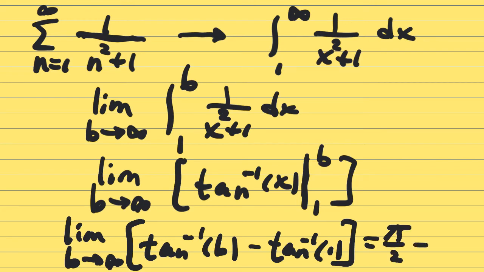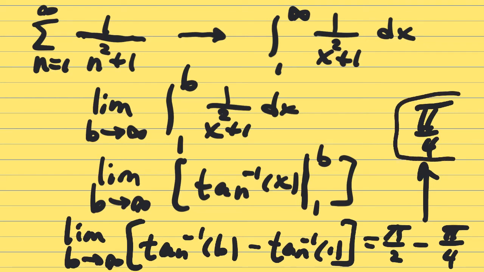Tangent inverse of 1 is pi over 4 because the tangent of pi over 4 is equal to 1. This gives us a finite value of pi over 4. Now, if the integral has a finite value, then your original infinite series converges.